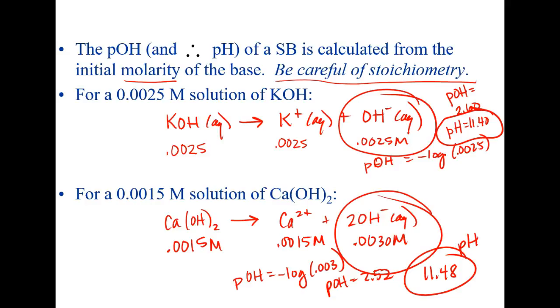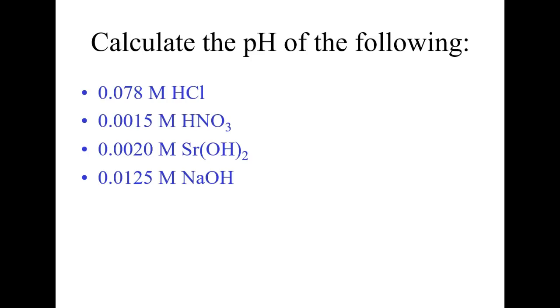So one of the nice things about working with strong acids and strong bases is that if you know the concentration, then you just do negative log and either get your pH or your pOH, and it's a very straightforward calculation. Our last slide will provide you some examples, so I would encourage you to again pause the video, crunch out your numbers, and then check it. All right, so you can check your work. The first one, 0.078 molar HCl, has a pH of 1.11. The second one, 2.82.